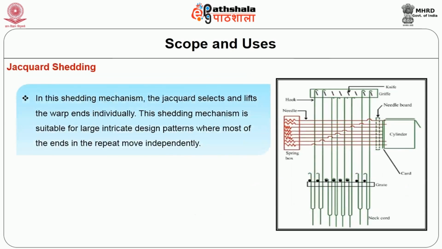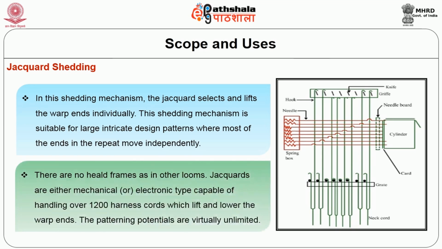And a brief about the jacquard shedding. In this shedding mechanism, the jacquard selects and lifts the warp ends individually. The shedding mechanism is suitable for large, intricate design patterns where most of the ends in the repeat move independently. There are no heald frames as in other looms. Jacquards are either mechanical or electronic type, capable of handling over 1200 harness cords, which lift and lower the warp ends. The patterning potential is virtually unlimited.